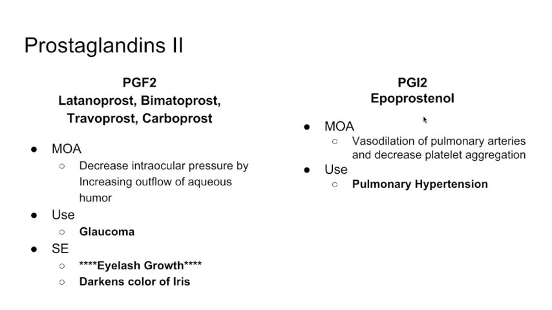Finally, the last prostaglandin is prostaglandin I2, and that's epoprostenol. How it works is that it vasodilates the pulmonary arteries and decreases platelet aggregation. So if you want to vasodilate pulmonary arteries, what disease would you use that in? The answer is pulmonary hypertension, because in pulmonary hypertension you have constriction in the pulmonary arteries leading to hypertension of the pulmonary circuit, and you also have some platelet aggregation in that disease state. So if you use epoprostenol, you can vasodilate the pulmonary arteries and treat the pulmonary hypertension.